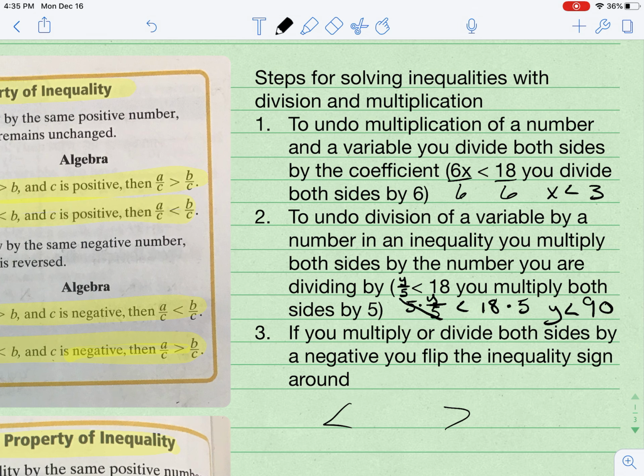Now if you multiply or divide both sides by a negative, you flip the inequality sign. So if it is a less than or less than or equal to, it goes to a greater than or a greater than or equal to symbol.